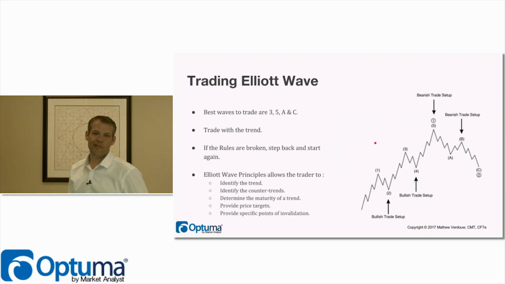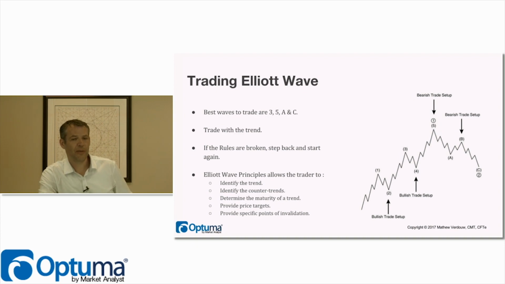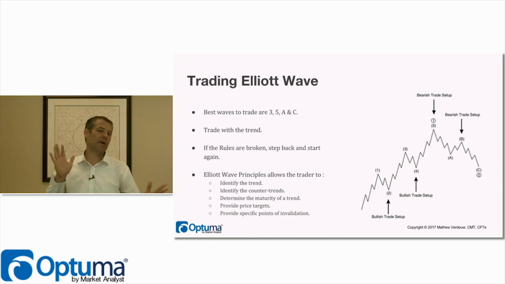Trading Elliott Wave, best waves to trade. I'm not so sure that I agree with the text on wave 3. Wave 3 can be a difficult wave unless you're going into subwaves of 3. But definitely 5, A and C coming out of 5, again, are good waves to trade with. But of course, we always want to trade with the trend, like we keep talking about. If any of the rules are broken, you've got to step back and say, hang on, my count is wrong. Where am I in this structure?